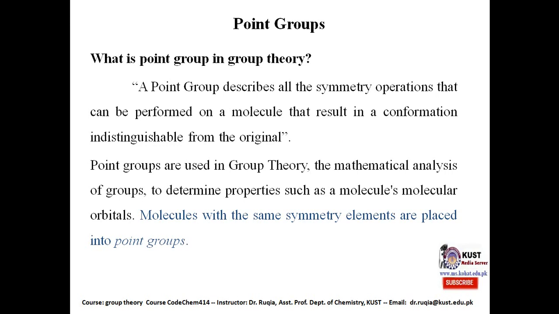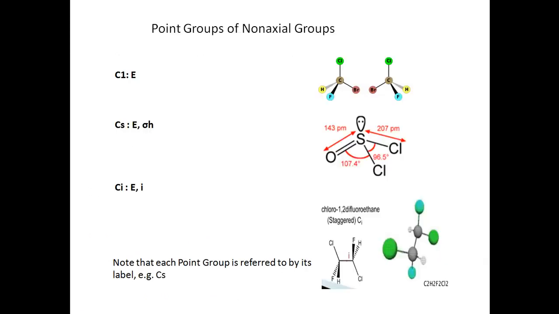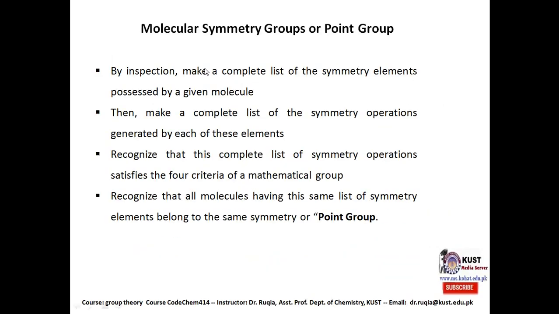If there appears a change in a molecule after applying a symmetry element, it means that the symmetry element is not present. Point groups are used in group theory for mathematical analysis and to determine the properties of molecules, molecular orbitals. Molecules with the same symmetry elements are usually placed in the same point group. The point groups help us in identifying many properties. If molecules are present in the same point group, it means that they will have the same vibrational spectra, and they will have the same structure.